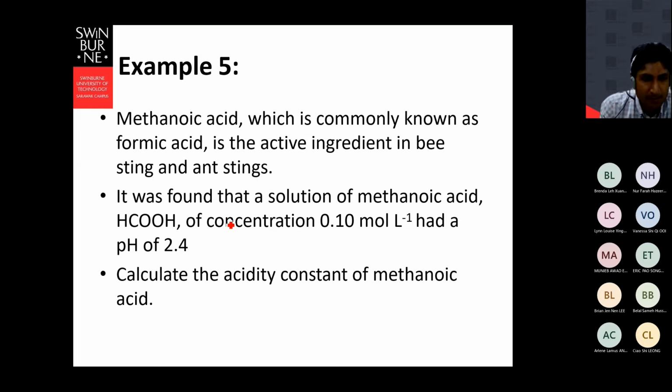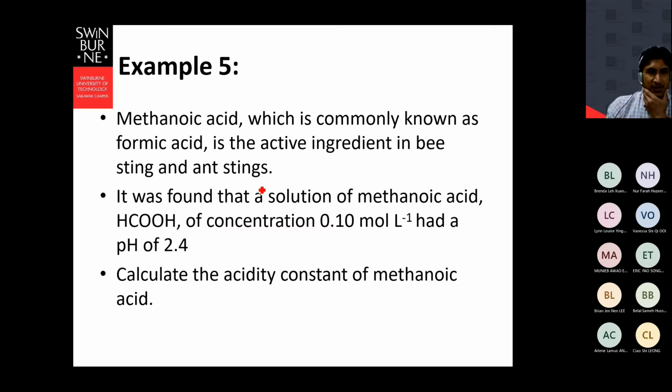Okay, so methanoic acid, example 5. Methanoic acid, which is commonly known as formic acid, is the active ingredient in bee stings and ant stings. It was found that a solution of methanoic acid, HCOOH, with a concentration of 0.1 mole per liter, or 0.1 molar, had a pH of 2.4. Calculate the acidity constant of methanoic acid.